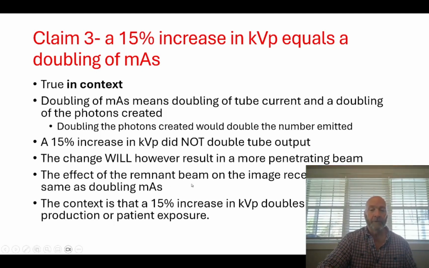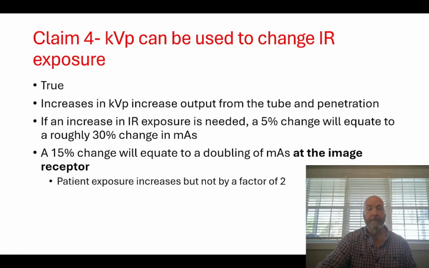The effect on the remnant beam then is the same as doubling of the mass, or more specifically, the effect at the image receptor is the same as doubling the mass. So the 15% increase doubles the image receptor exposure, but not the production or even the patient exposure. So number 4, kVp can be used to change image receptor exposure, and that's absolutely true.